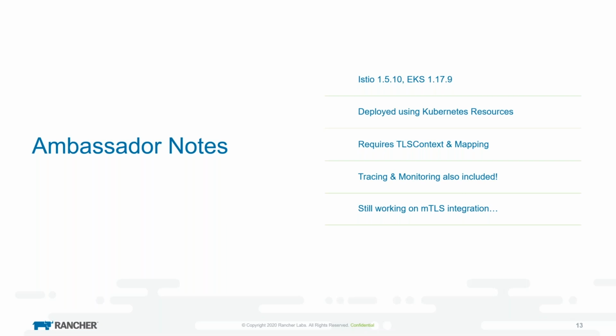as opposed to a Helm chart. Additional steps required to do the MTLS is they have a CRD for a TLS context, which allows you to specify where the secrets are coming from, and then a mapping, which is more or less an abstraction, a more sophisticated way of doing ingress.